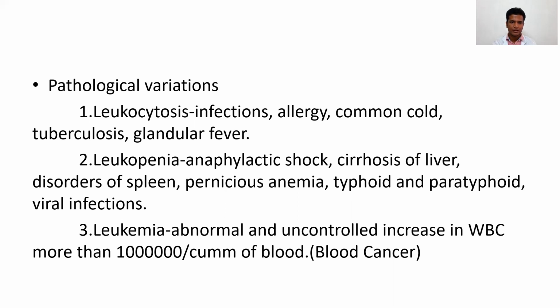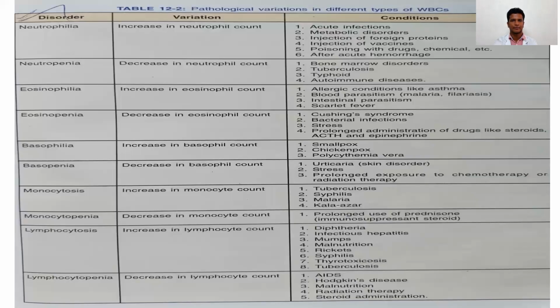Leukemia is a condition in which an abnormal and uncontrolled increase in WBC, more than 10 lakh per cubic mm of blood, is seen, which is commonly called blood cancer. Pathological variations in different types of WBC. Neutrophilia is an increase in neutrophil count, which is commonly seen in acute infection and metabolic disorders. Neutropenia is a decrease in neutrophil count, which is commonly seen in bone marrow disorder, tuberculosis, typhoid, and autoimmune diseases.